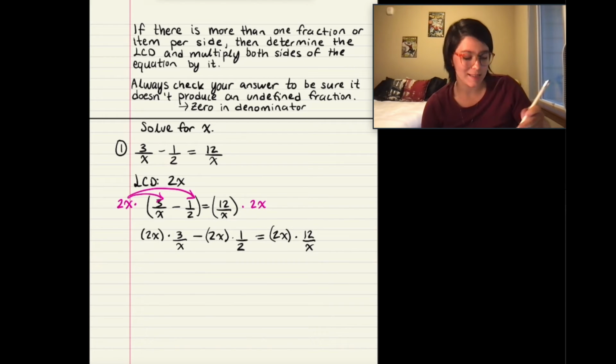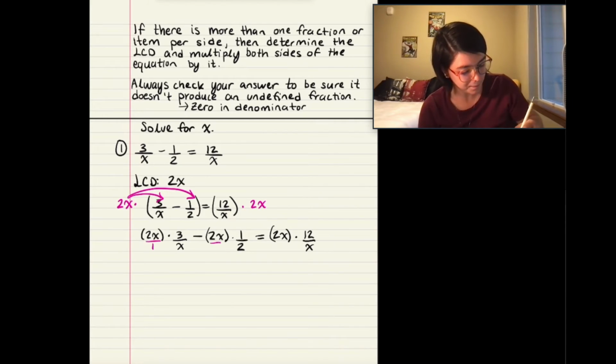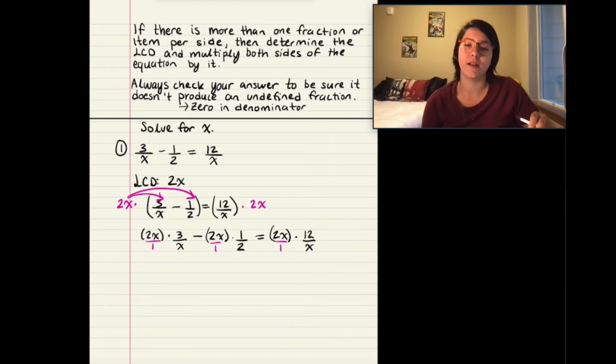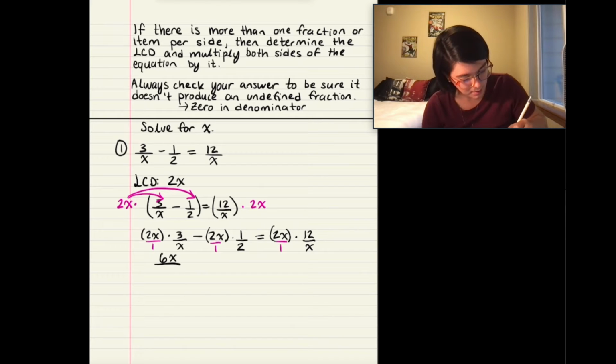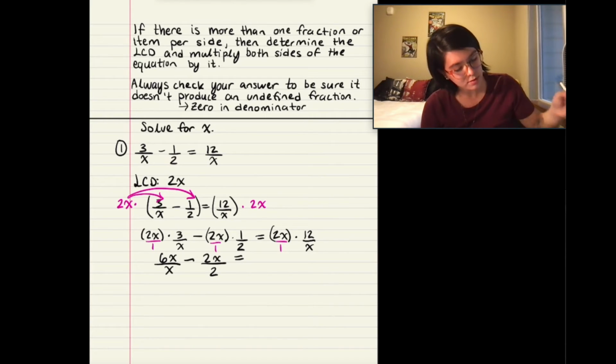And now remember, 2x is technically 2x over 1. And we know that we can multiply fractions by multiplying across the numerator and then multiplying across the denominator. So we have 2x times 3, which would give us 6x, over 1 times x, which is just x, minus, we have 2x times 1, which would just be 2x, and then 1 times 2, which would just be 2. And on the right side, we have 2x times 12, which would give us 24x, over 1 times x, which would just be x.